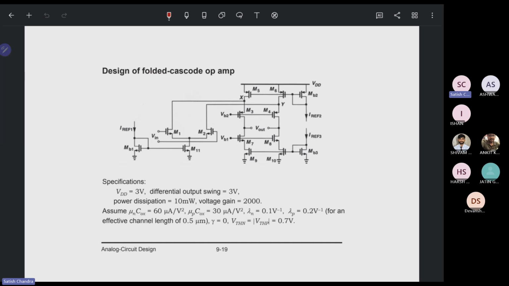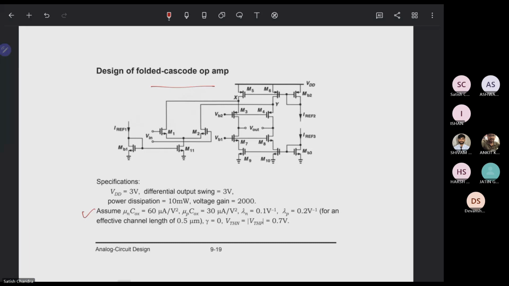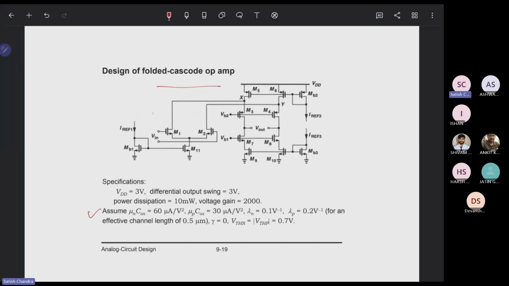Now, this is the design of the folded cascode op-amp. We have already seen this in the earlier case. The same example I have taken to design a folded cascode op-amp. This is a practical value, and when we assume this part, we can achieve our folded cascode op-amp. Basically, that is what I am saying. This part is additional. Other things we have already seen.